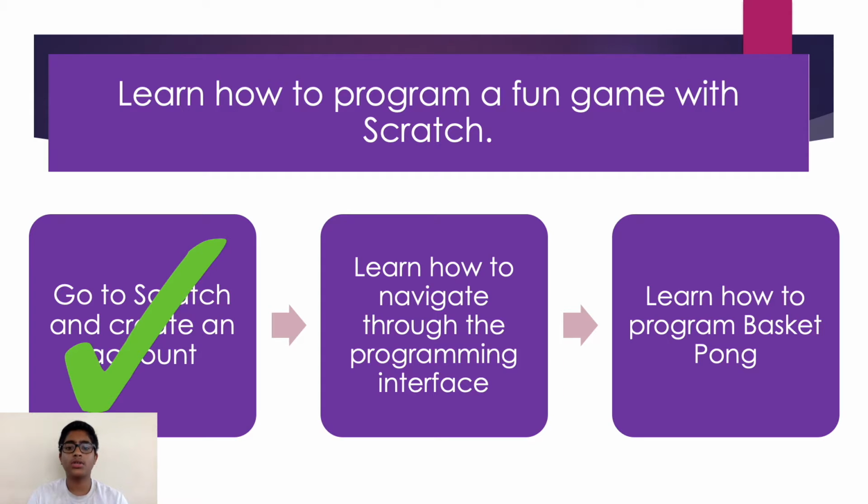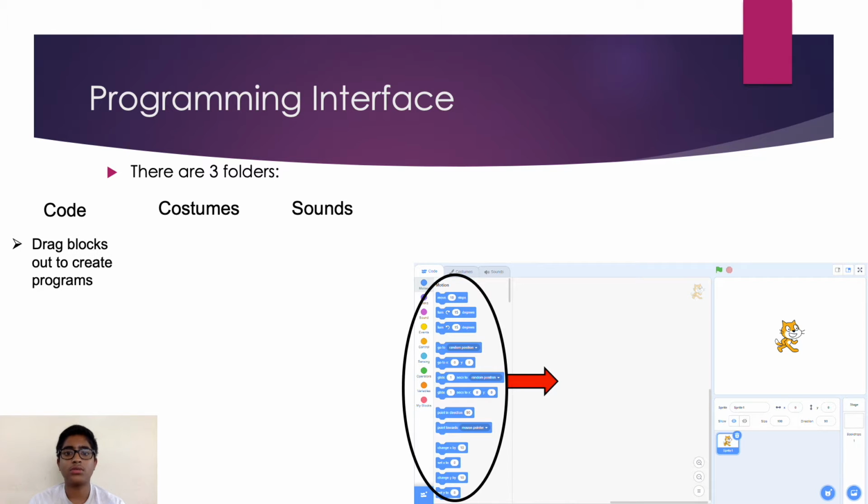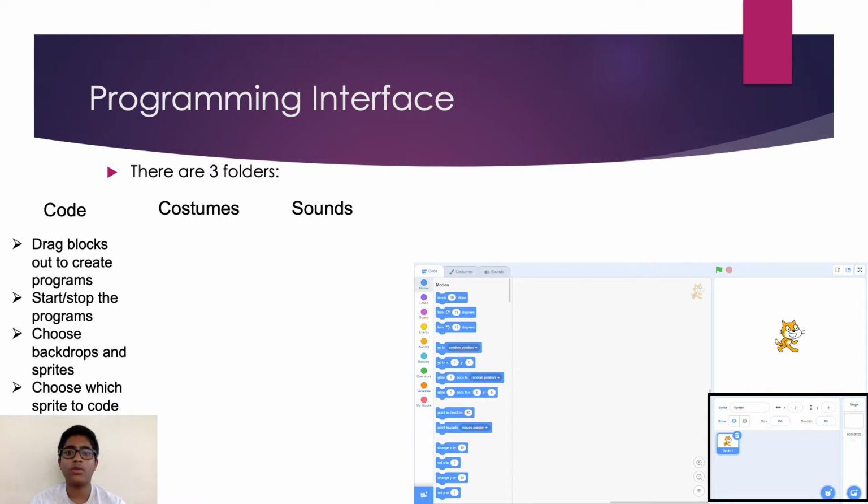Now we're going to learn how to navigate through the programming interface when you start a new project. This is the basic programming interface that you'll see when you start a new project. There are three different folders: code, costumes, and sounds. In code, you drag blocks out to create programs, and start and stop the programs with the green flag and the stop sign. You choose backdrops and add new sprites, and you choose which sprite to code for.